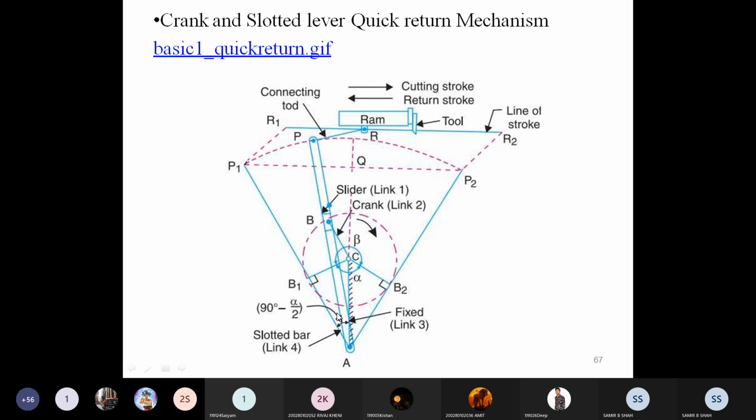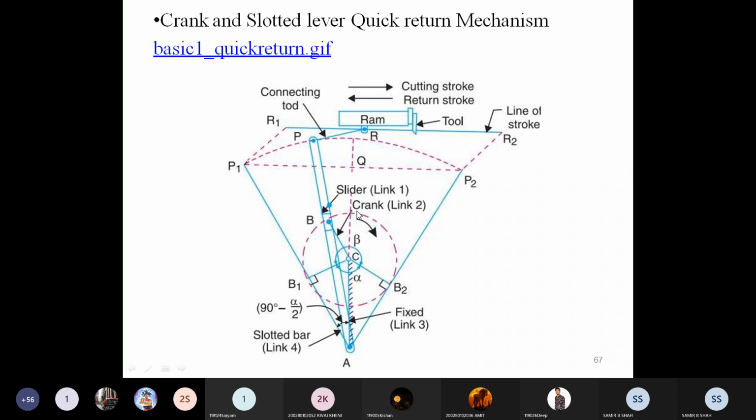So what happens here? The cutting tool is connected to the slotted arm by the connecting rod, and it is constrained to move in a straight line. During the cutting stroke, our objective is for the tool to reciprocate in its own straight line motion. For that, this whole mechanism is generated.